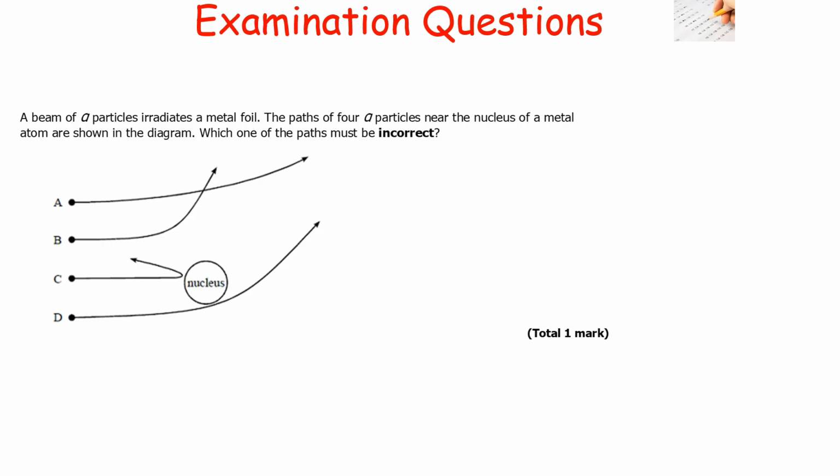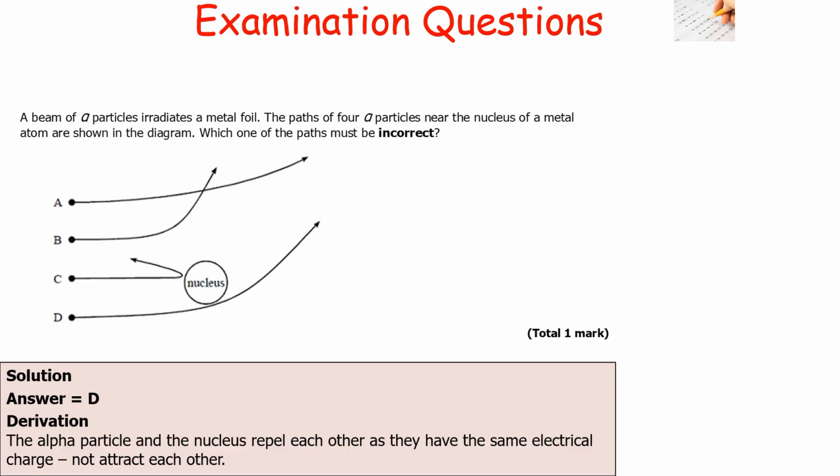Well, the answer here is D, because the alpha particle and the nucleus have to repel each other because they've got the same electrical charge. They're both positive. So D shows an attraction which can't occur, so that is the incorrect path.